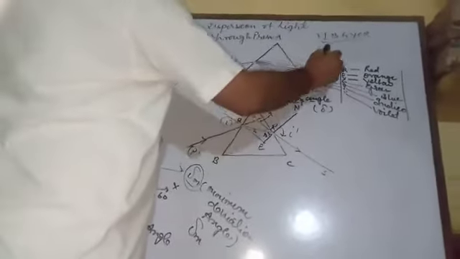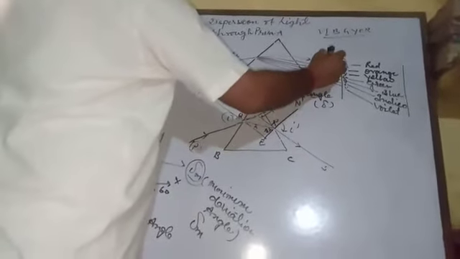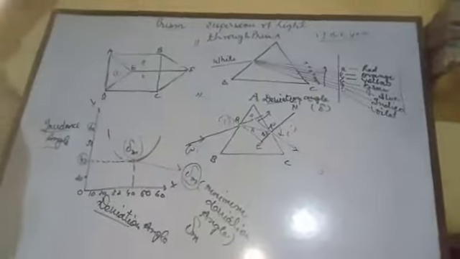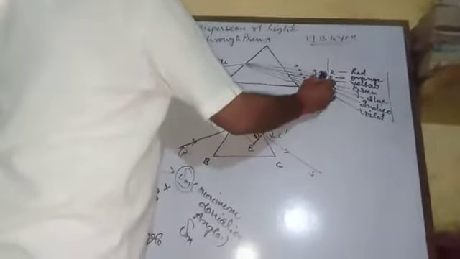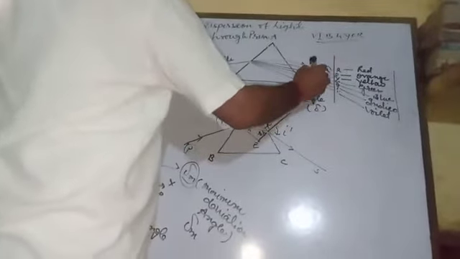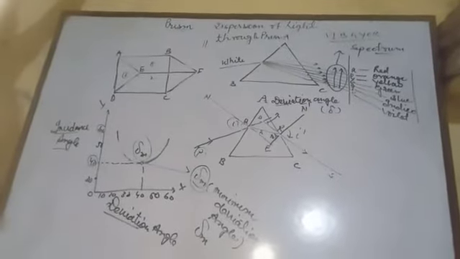And the light rays which are found in a group after dispersing, this bundle of light rays is known as spectrum.